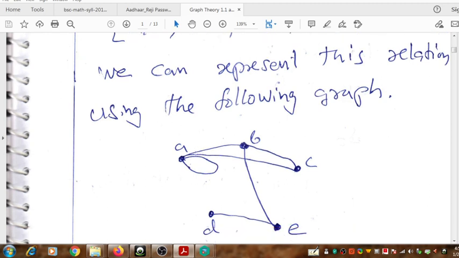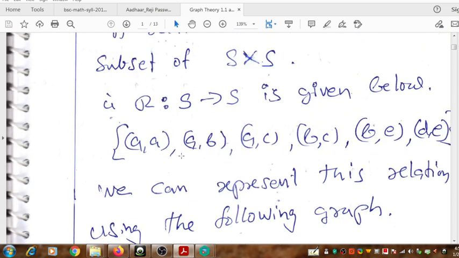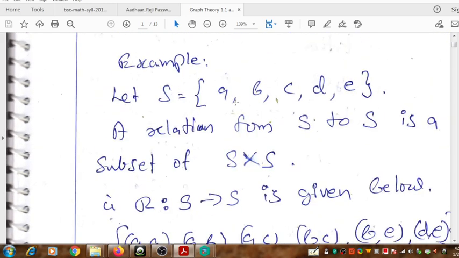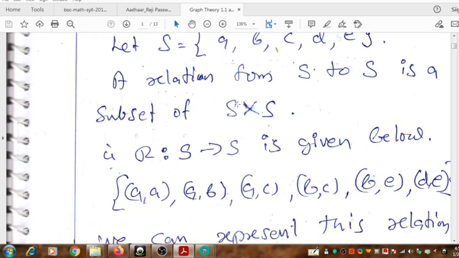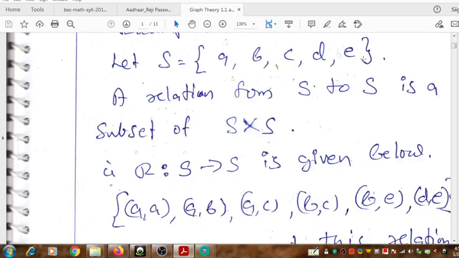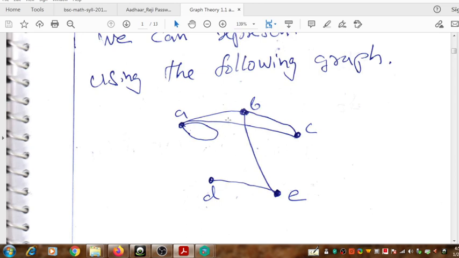Here, first of all, we put 5 dots on the plane. Those dots are then labeled with the elements which are present in the set S. So we give the labels A, B, C, D and E to the 5 dots that we marked on the plane.